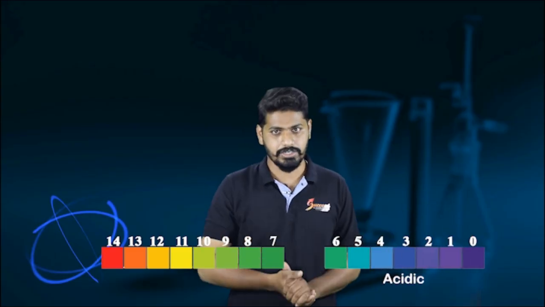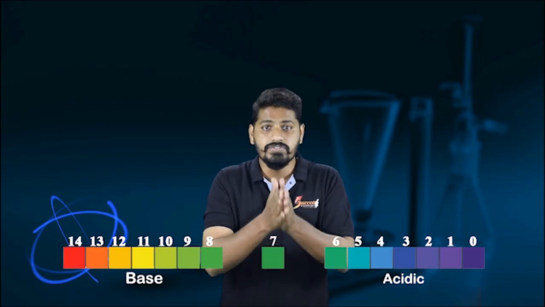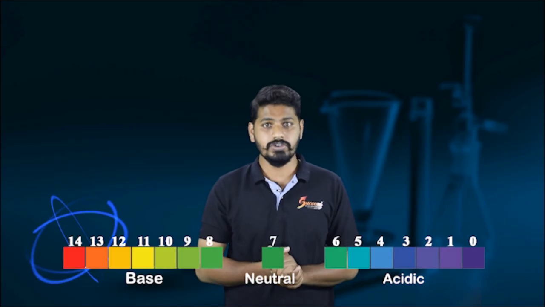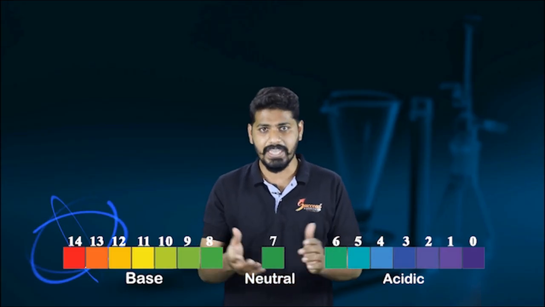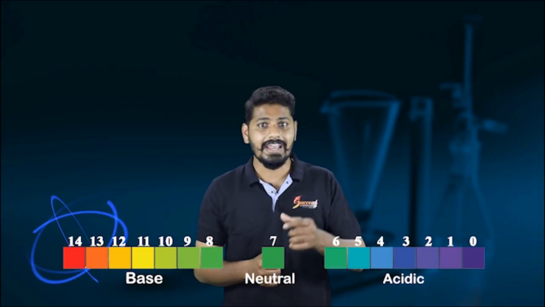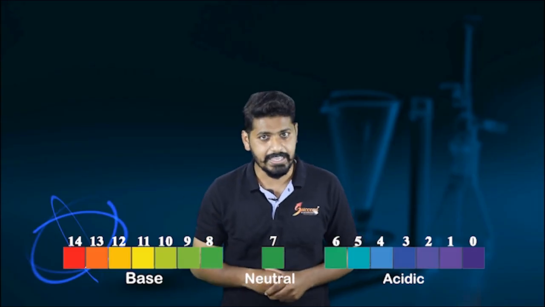In that, 0 to 7 is acidic in nature and 7 to 14 is basic, and 7 is nothing but neutral. So whenever we have a solution and want to determine whether it is an acid or a base, let me take a drop of that and add it on the pH scale.